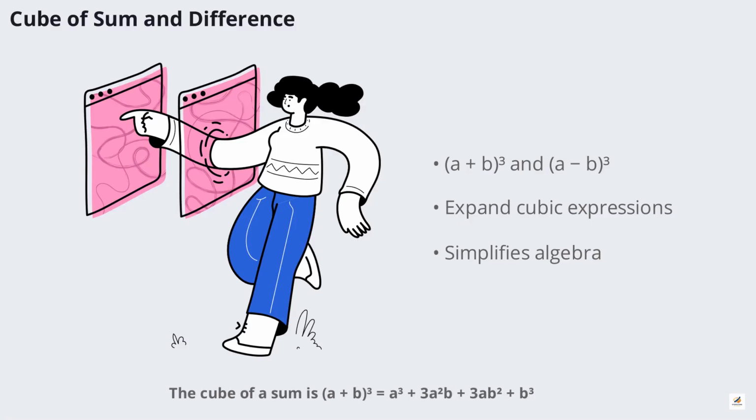Cube of a sum is (a + b)³ equals a³ + 3a²b + 3ab² + b³. The cube of a difference is (a − b)³ equals a³ − 3a²b + 3ab² − b³. These identities are vital for expanding cubic expressions and simplifying complex algebraic problems.